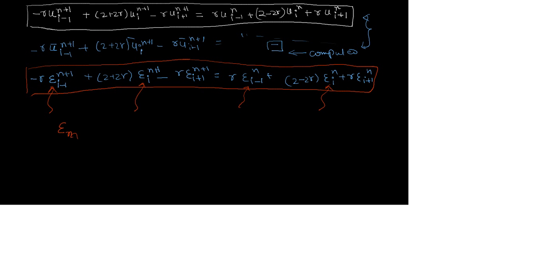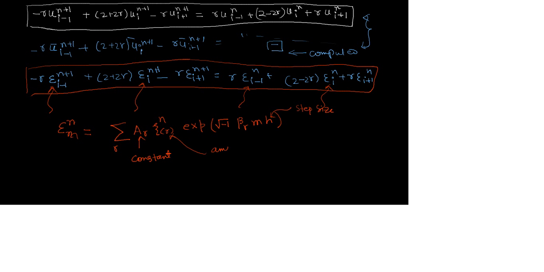The error e_m at the nth level will be substituted by the Fourier coefficient A_r, some factor ξ^n, into exponential of square root of minus 1 times β_r m h. Here h is your step size in space, and A_r is some constant. This ξ is called the amplification factor, and β_r is defined as rπ divided by Nh.